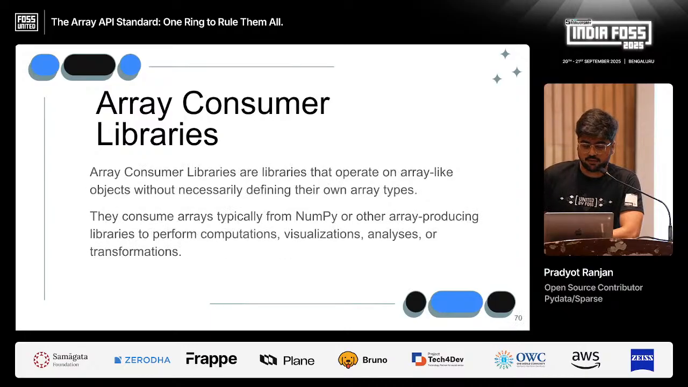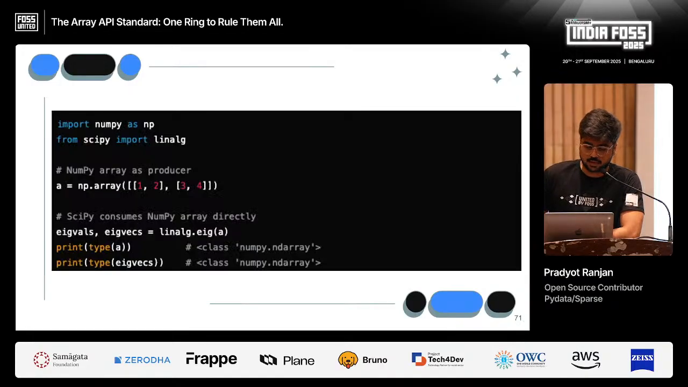Then we have consumer libraries, which just operate on array-like objects, not necessarily introducing a new array, but working on already existing ones. They can consume the producer library arrays. Here is a really small example of how SciPy is basically using NumPy under the hood. A is a NumPy array, and we pass it and find the eigenvalues and eigenvectors using the SciPy function. If you check the type of the eigenvector, it is a NumPy array.